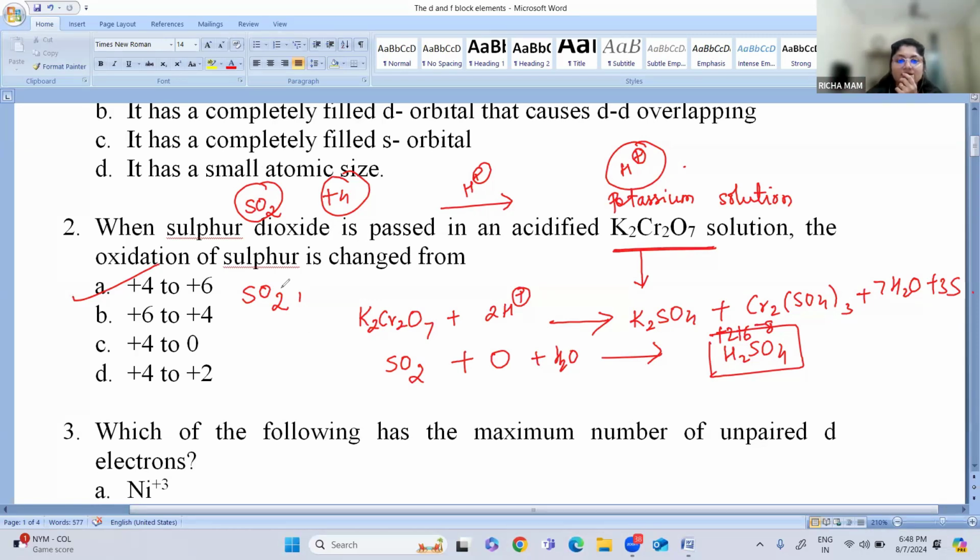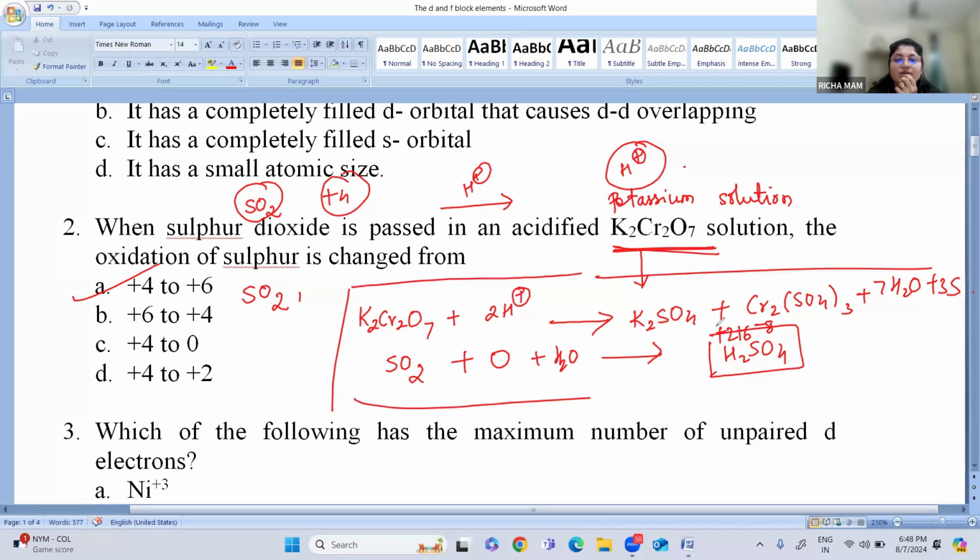So what is K2Cr2O7 doing? It is acting as an oxidizing agent. It is oxidizing others and itself undergoes reduction. This is a reaction where K2Cr2O7 in the presence of H+ ions forms K2SO4. This sulfur undergoes oxidation and forms H2SO4, from +4 to +6.